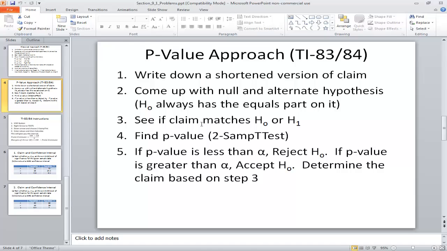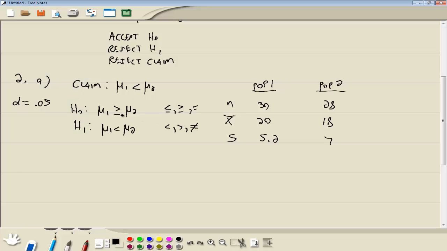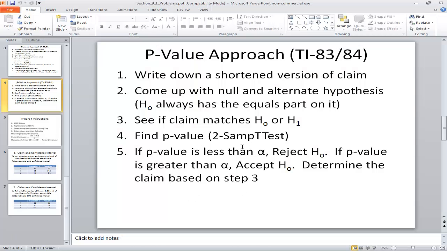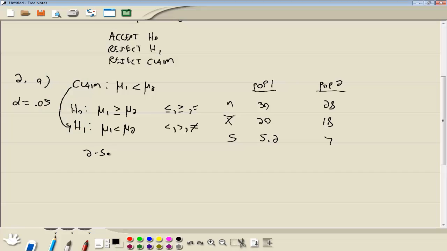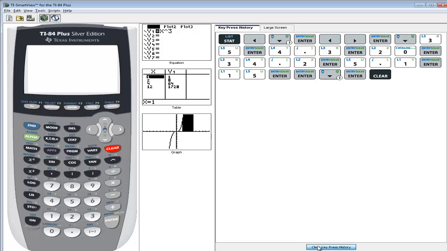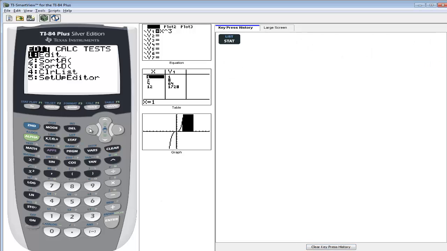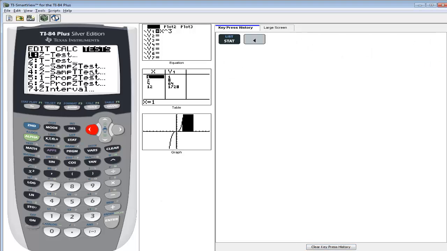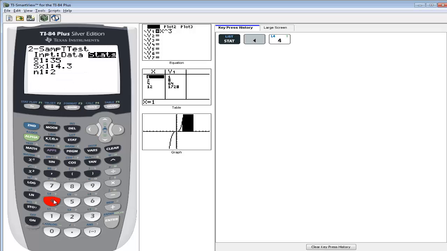Step 3. See if your claim matches H0 or H1. Well, here's a less than, here's a less than. So our claim matches H1. It then says we're going to use 2-SampTTest to find a p-value. Okay, so let's go back to our calculator. And I'll press stat, left arrow over to tests, and I'll choose 2-SampTTest, which is our fourth one.